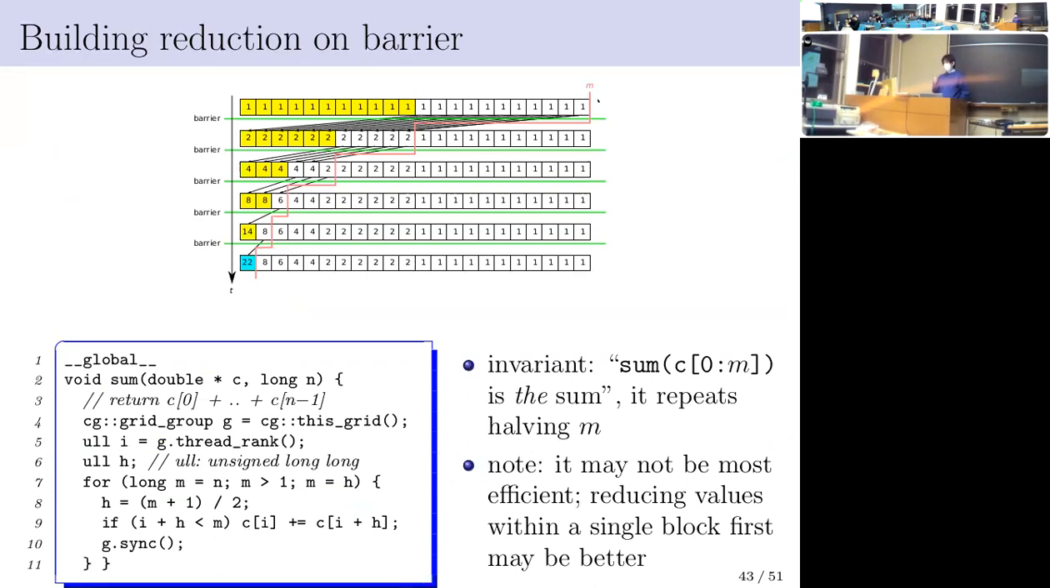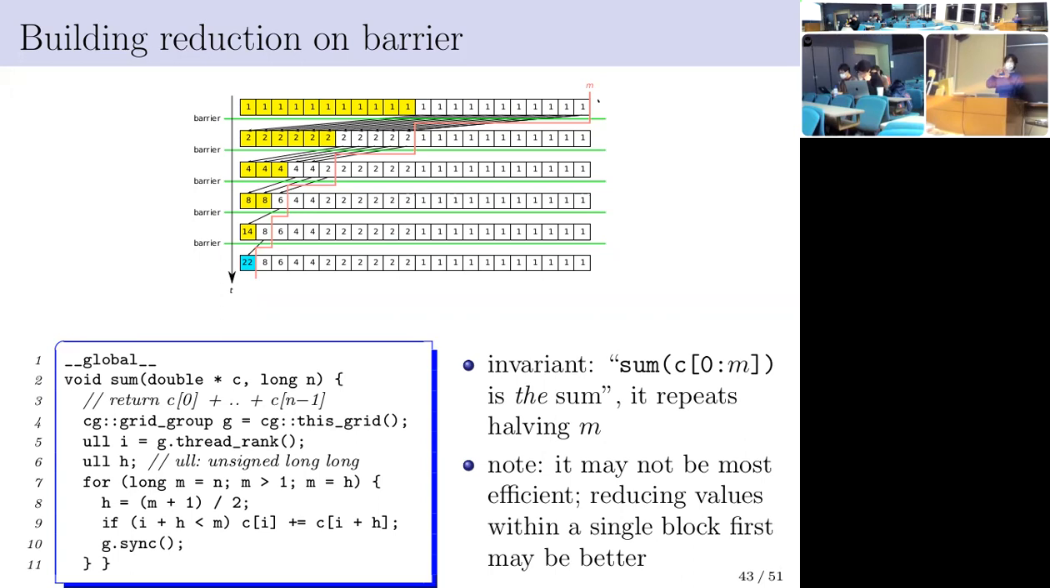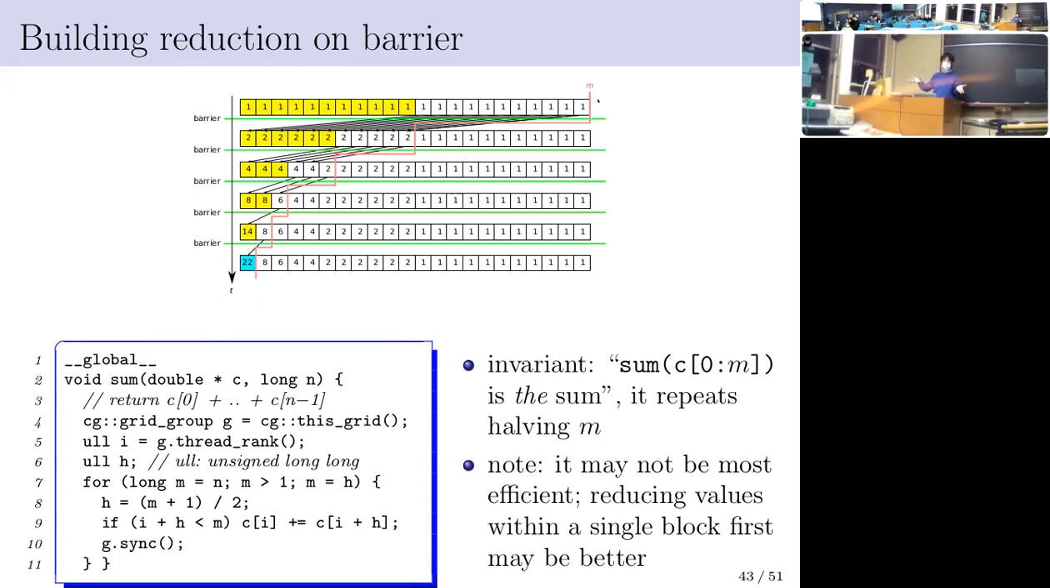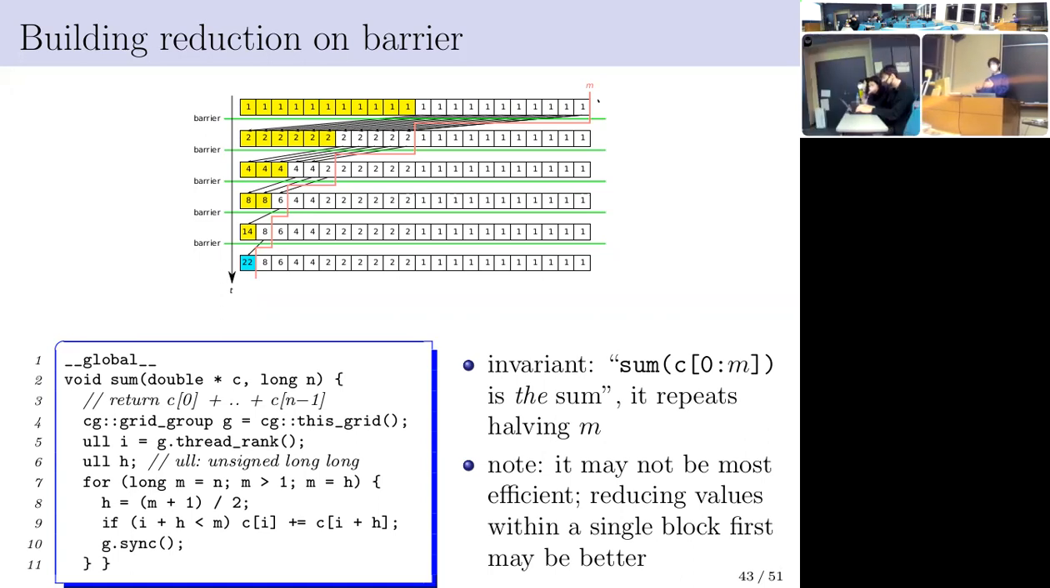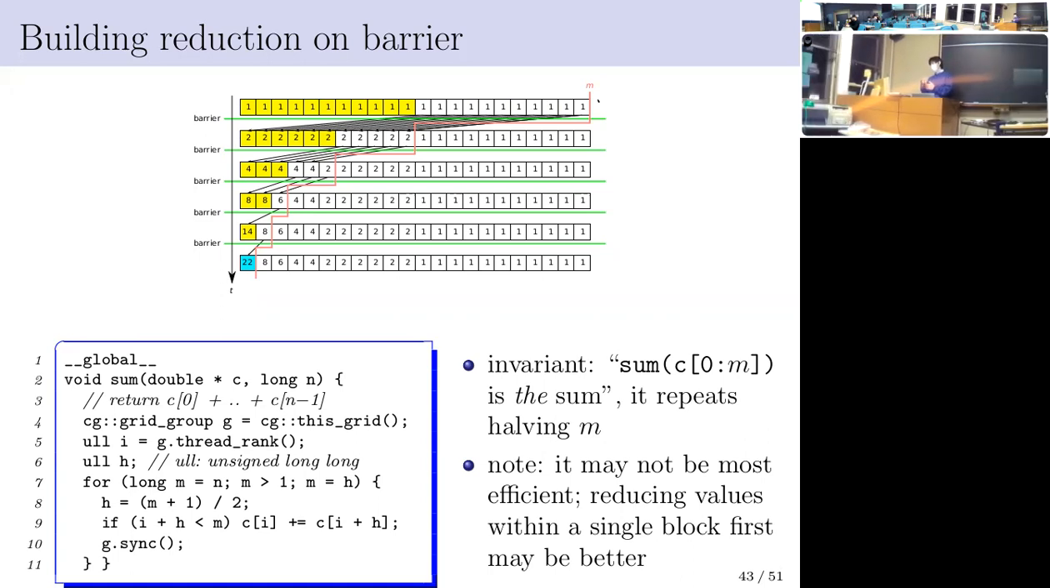And you can actually build reduction on top of barrier synchronization. So this is a somewhat advanced topic, but I am talking about this because reduction is very important. And CUDA does not have a built-in reduction among all threads in the entire grid. But it has a barrier among all threads in the entire grid. So it is very useful to build reduction on top of barrier. So this is how you can do this.